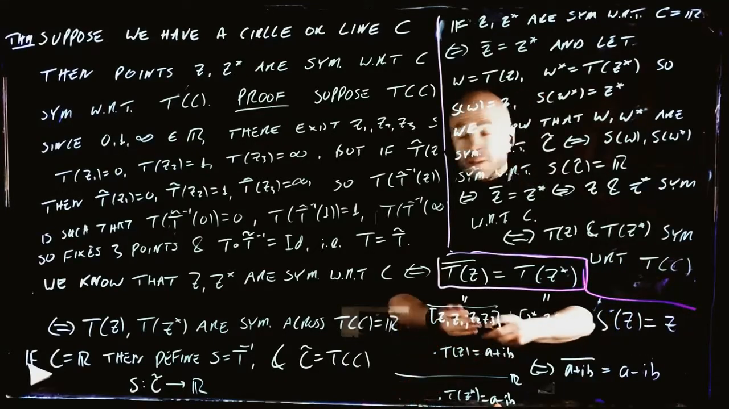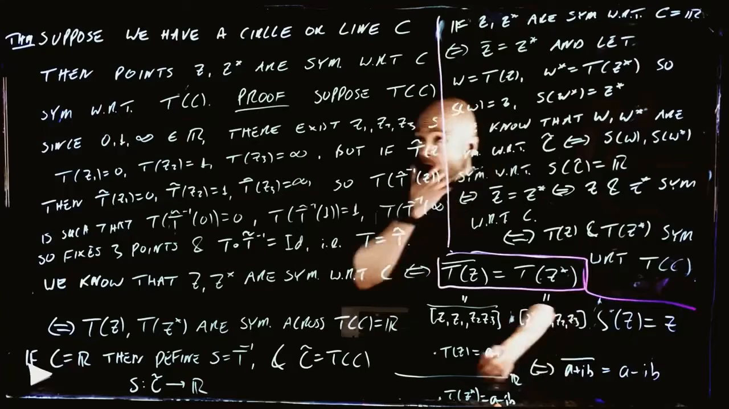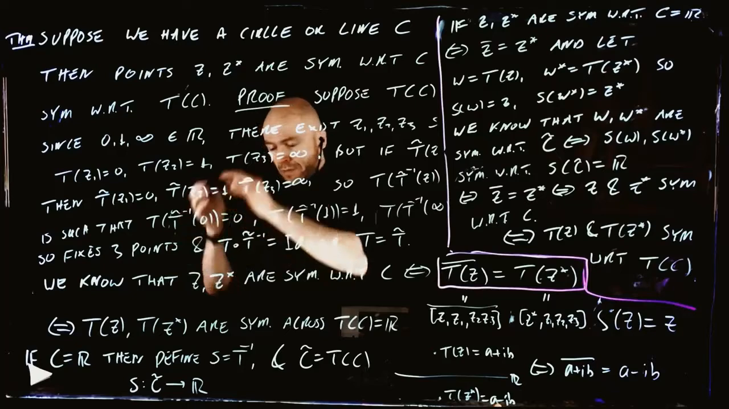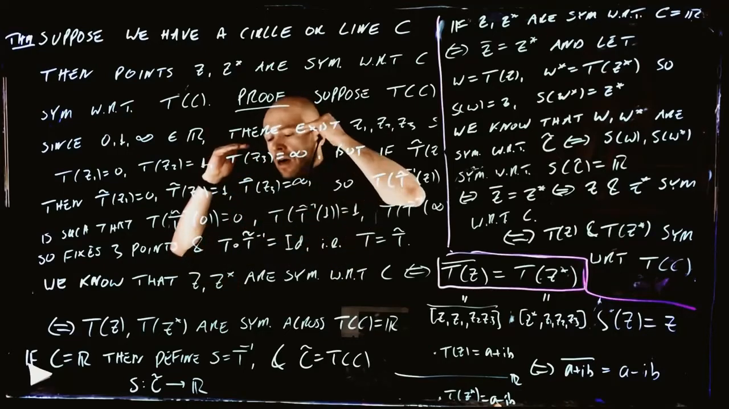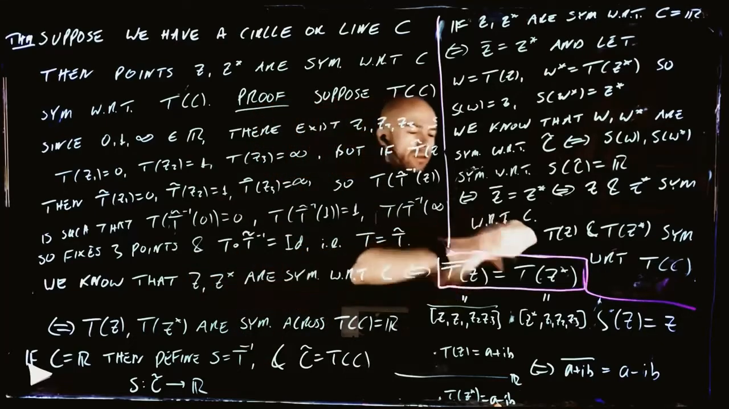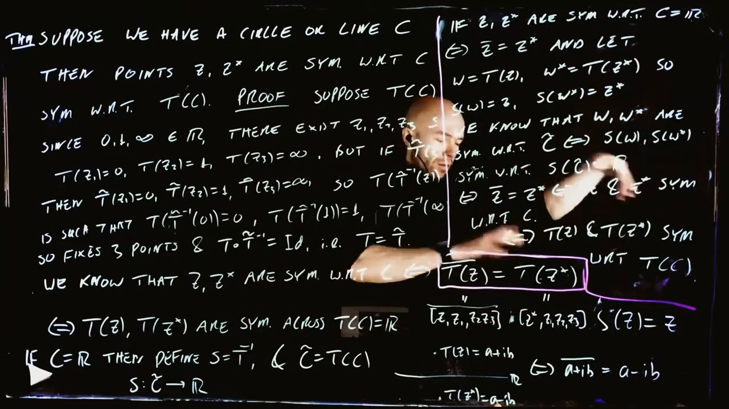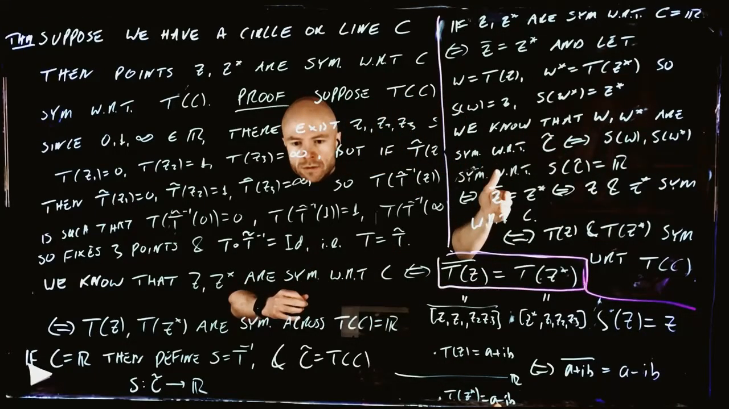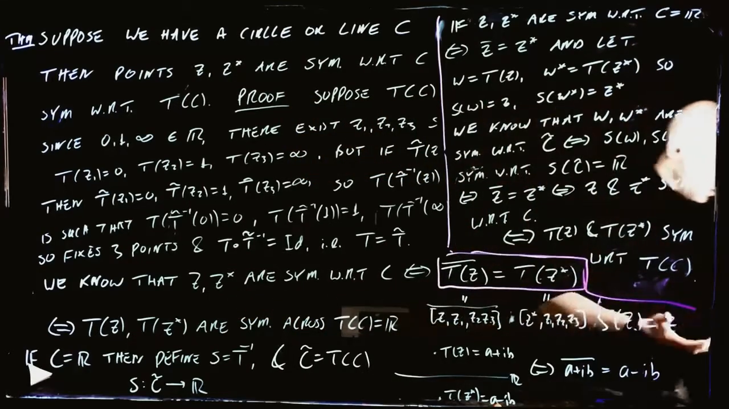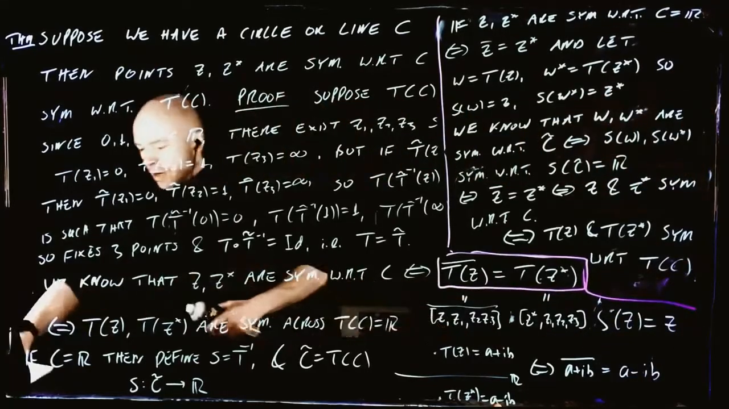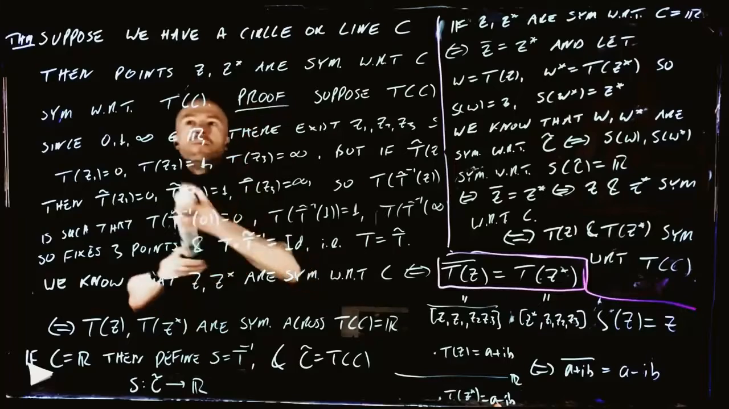Cool. All right, so if either our starting line or circle is the real line, or the image of our circle or line is the real line, then this thing is true. Either of those things is the case, then this thing is true. So what we have to do now is the fully general case where neither the initial C nor the image of C is the real line.